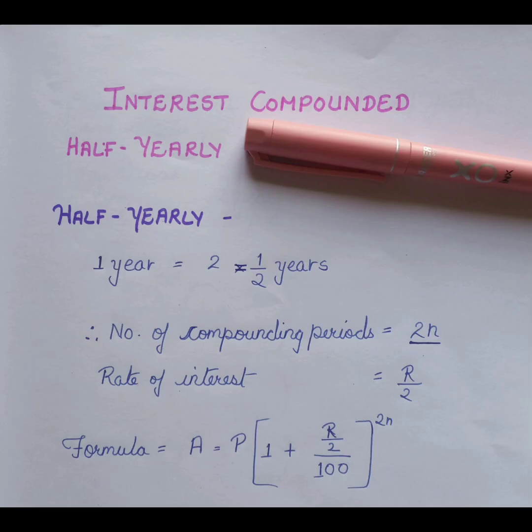Now let's see the interest compounded half yearly or quarterly. First we will see half yearly. So there are 2 half years in 1 year. So the number of compounding periods will be 2n. Okay, and the rate of interest will become R upon 2. So we can calculate using this formula, that is A is equal to P in brackets 1 plus R upon 2 upon 100, and we'll close the bracket, and in power it will be 2n.